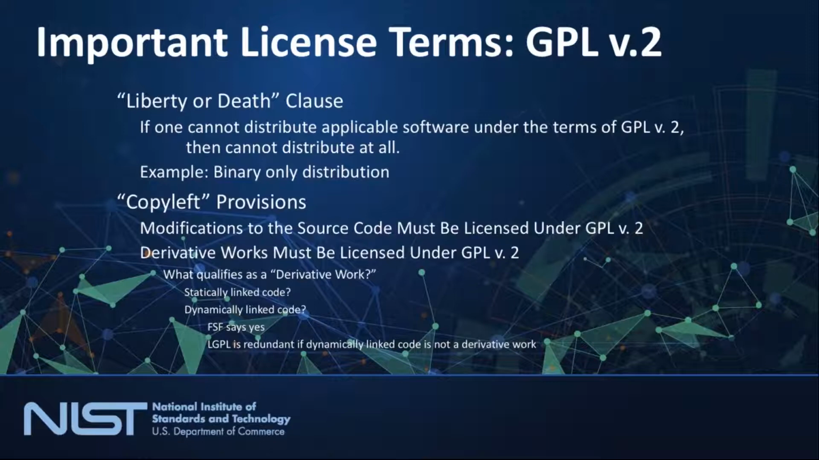It's important to keep in mind. And so, for example, one of the things would be a requirement of binary only distribution. So you are only permitted under the license that we're talking about to distribute binary code. You can't distribute anything else. That's important to keep in mind. And there are copyleft provisions that we need to be aware of. Modifications to the source code must be licensed also under GPL version 2.